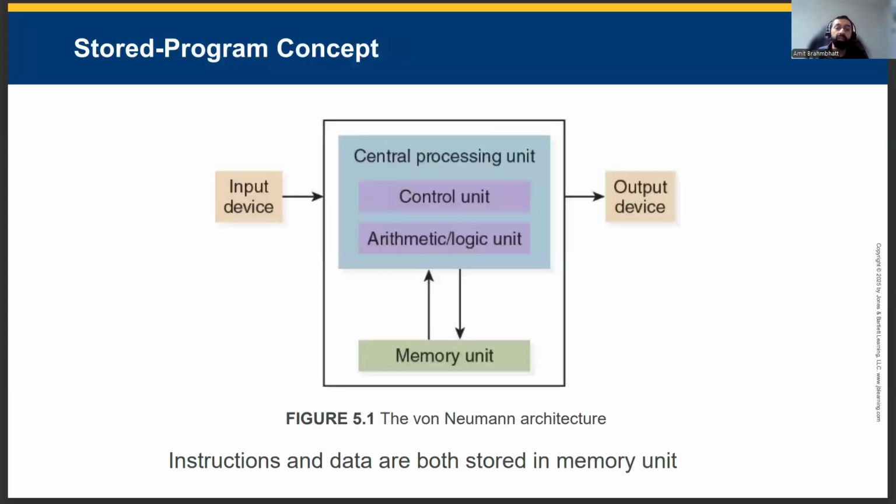Stored program concept. In a von Neumann machine, instructions and data live in the same memory. The CPU fetches an instruction, maybe grabs some data, runs the instruction, then stores the result. Because programs are just data in memory, a computer can change what it's doing by simply loading a new program. No rewiring needed.